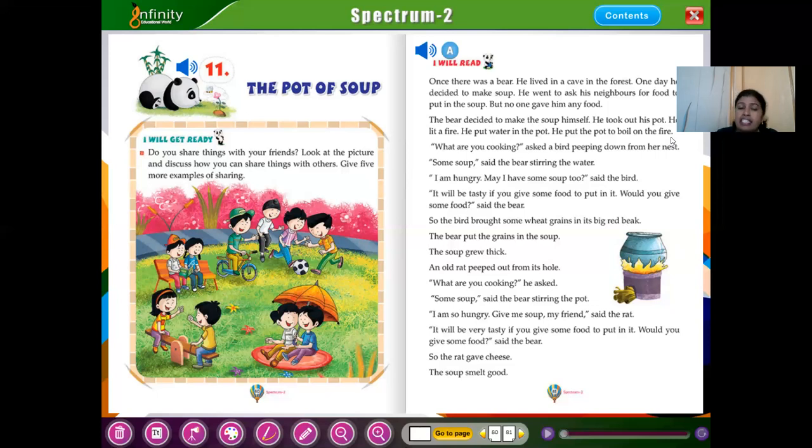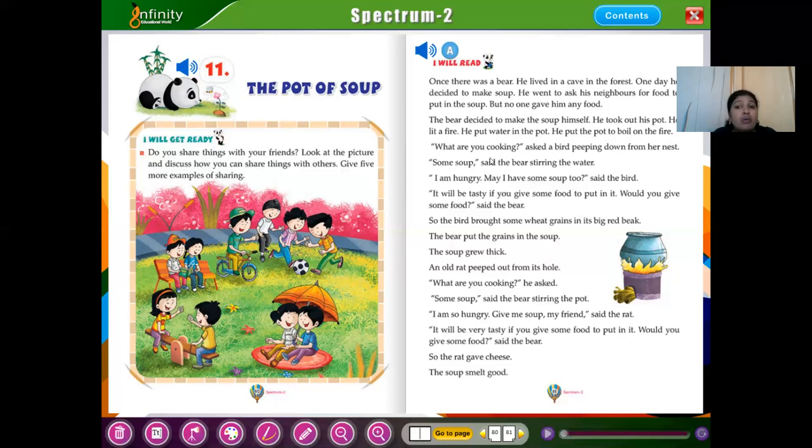So, he took a pot and he lit a fire and he put some water in that pot and put the pot on to boil on the fire. At that time, what happened? "What are you cooking?" asked a bird, peeping down from his nest, when our bear started cooking water soup.